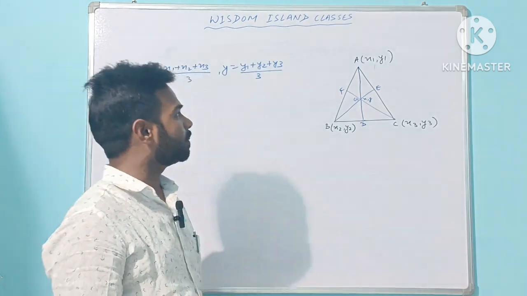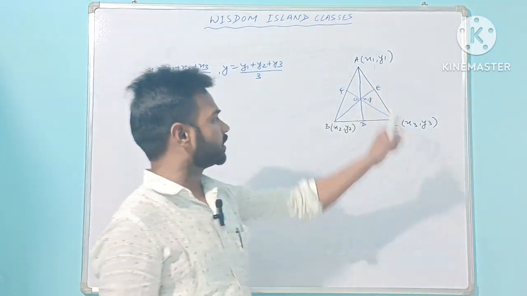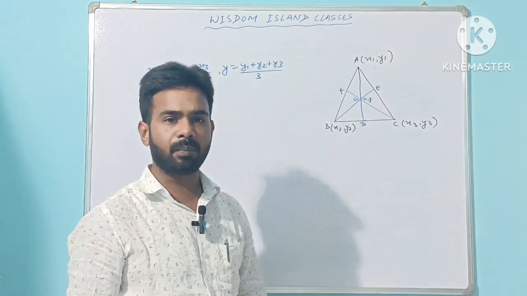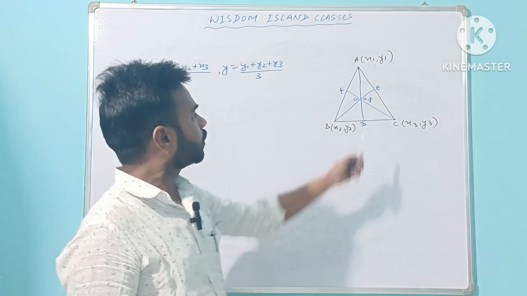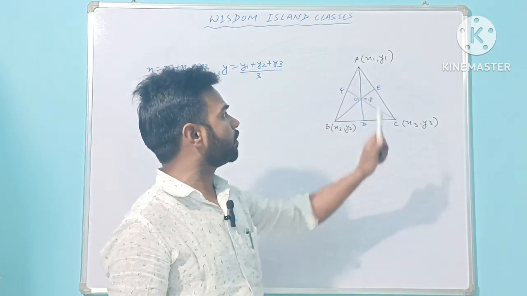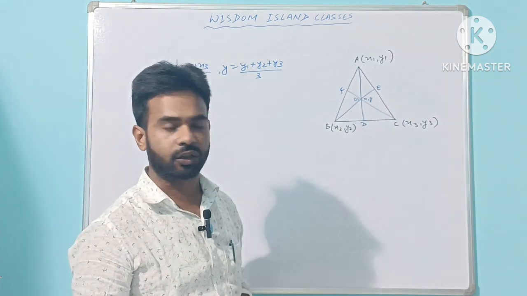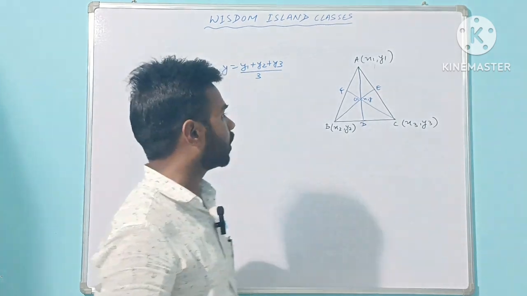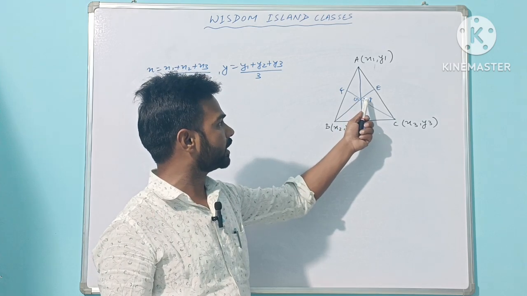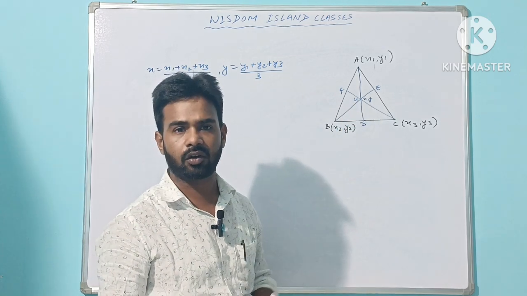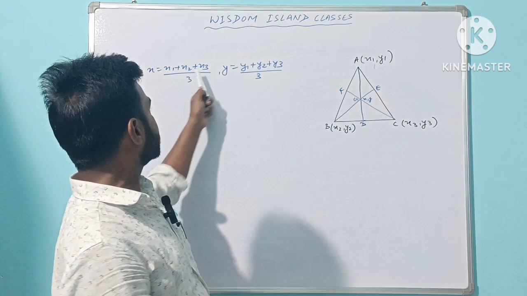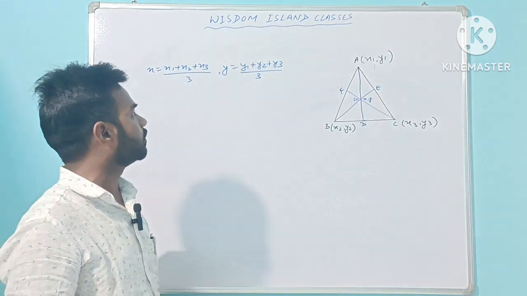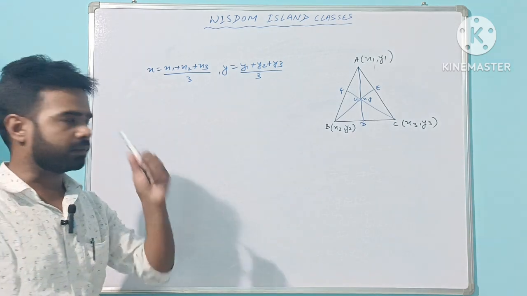Okay, let you all pay attention. Here ABC is a triangle in which AD, BE and CF are the medians of the triangle, and the coordinates of A are x1 comma y1, B is x2 comma y2 and C is x3 comma y3. Here we have to find out the coordinates of the centroid, that is x comma y, or we have to prove that x will be equal to x1 plus x2 plus x3 by 3 and y will be equal to y1 plus y2 plus y3 by 3.